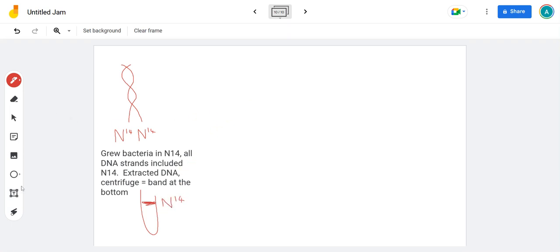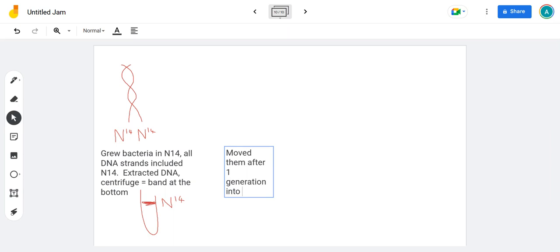Then they moved the bacteria to the Petri dish that had nitrogen 15 in it. So they moved them after one generation into a Petri dish containing nitrogen 15.